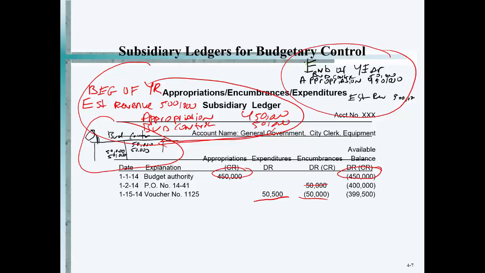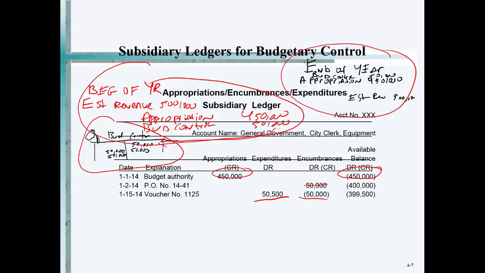Then what? Then we ordered those goods, and when we did, we credited budgetary control again, didn't we? When the goods came in, we did what? We debited the budgetary control, and then at the end of the year, we reversed the original budgetary entry. We're going to always close out all of our budgetary entries at the end of the year. We debit the appropriation, we credit the estimated revenue now to close it all out, and we debit budgetary control for 50 now. Is budgetary control zero again?